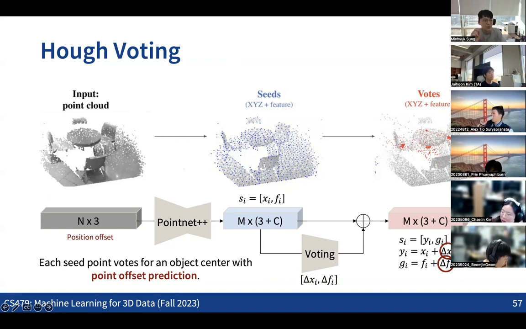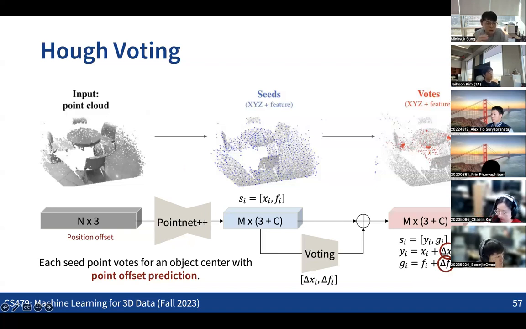we let each of the seed points have a vote for the center of the objects. For each of the seed points, we predict the point offset and also the feature offset that will represent the center of the object and also the feature of the object. We can have a single vote for each of the seed points, or we can have multiple votes for each seed point. Let's assume the simplest case, having a single vote for each seed point. Make sense?